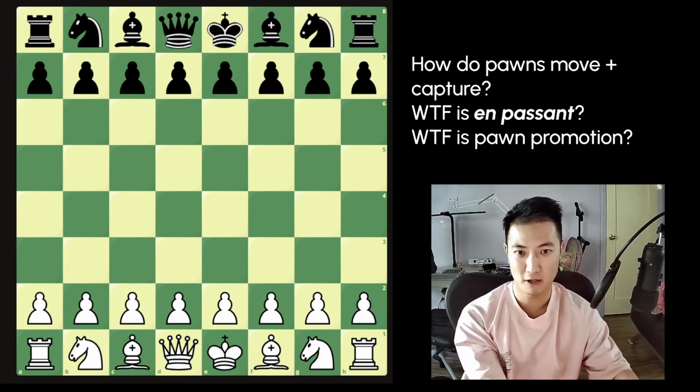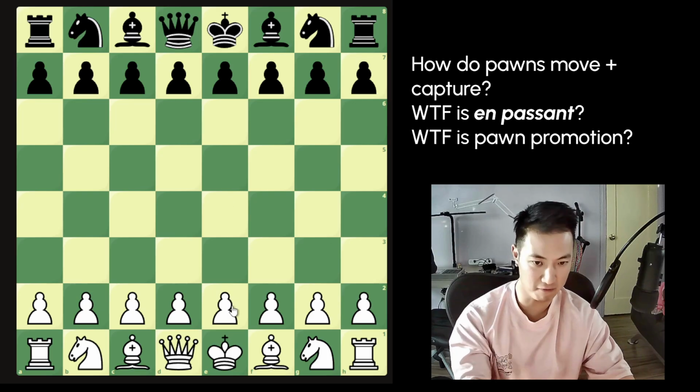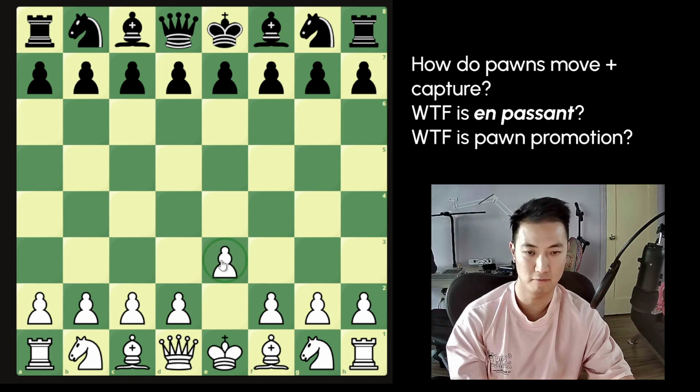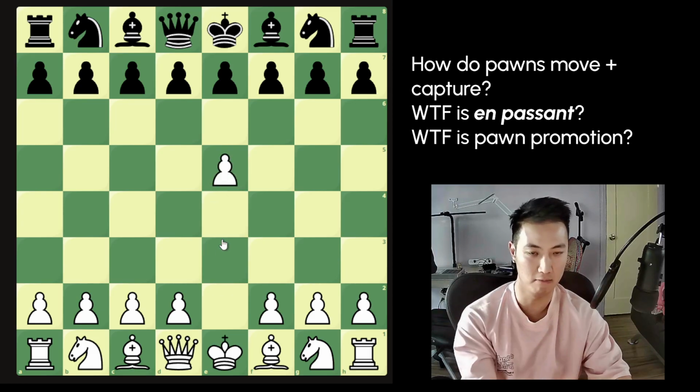Okay, so I went over how pawns move and capture. Remember that it's only for the first move, when they're still sitting in the back like this, that they can move 1 or 2. But once you've moved one, for this specific pawn, you can only move one in the future.